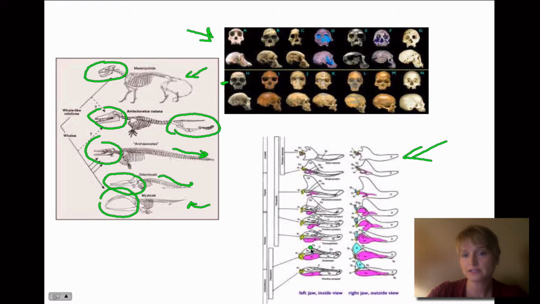So this would be the left jaw and this would be the right jaw, looking at it from the outside. And so what they'll do with these fossils is they'll look at them in minute detail. They're looking at the individual structures that make up the jaw and how that has changed over time.